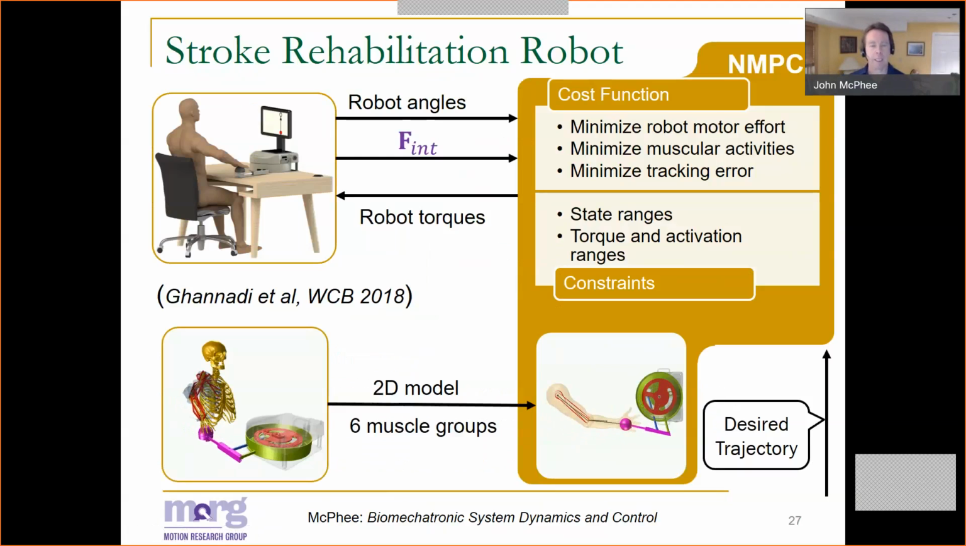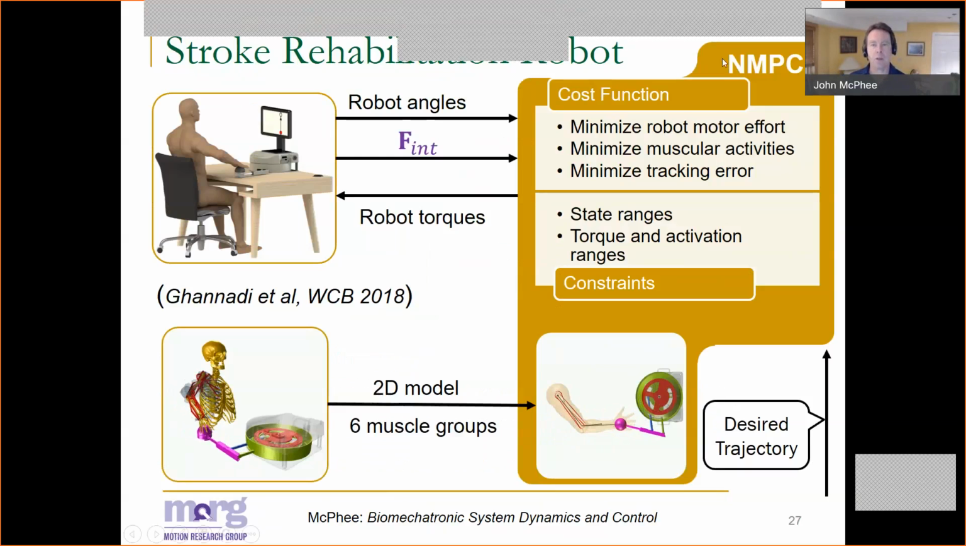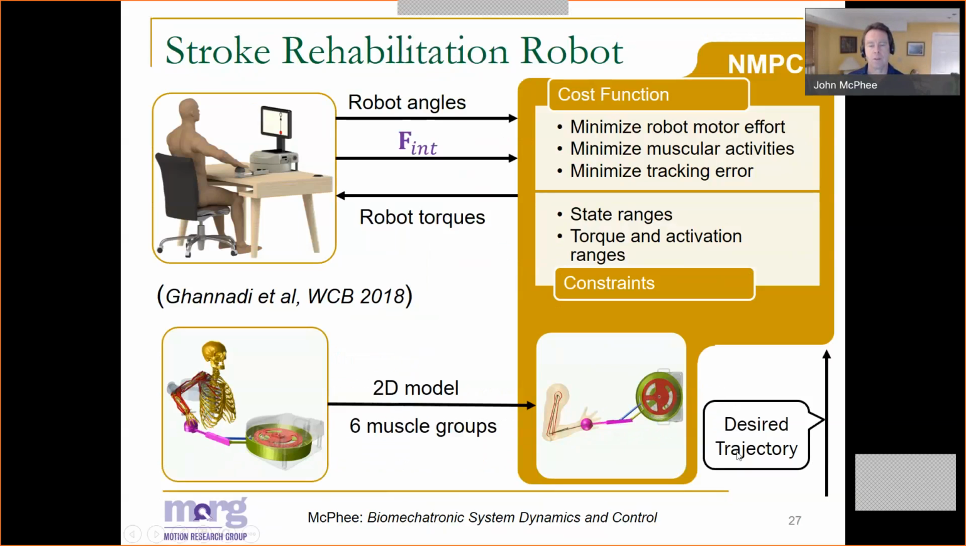This is a somewhat complicated slide, but on the right, you can see the nonlinear model predictive controller that we have created using the musculoskeletal model. Now, this has to run in real time. We're trying to track a desired trajectory in real time, supply torques to the robot, measure the robot angles and the interaction force, and continually update this process in real time.